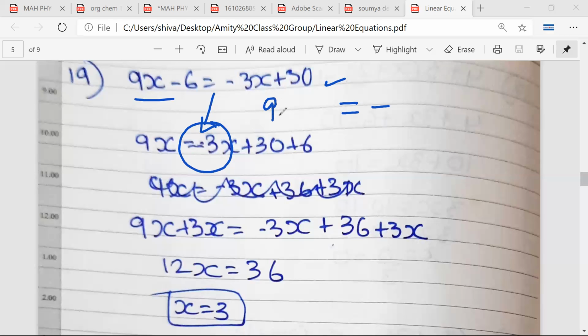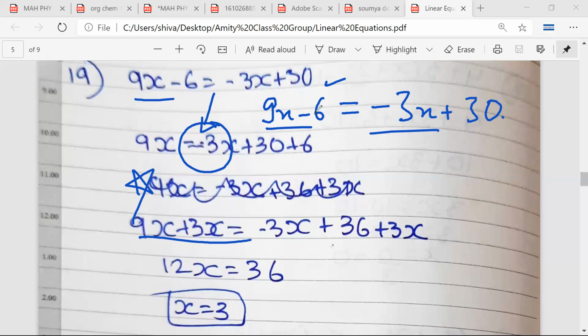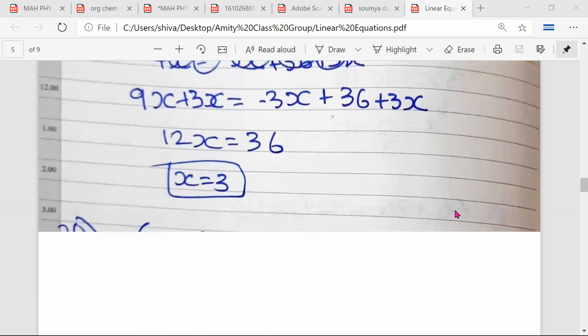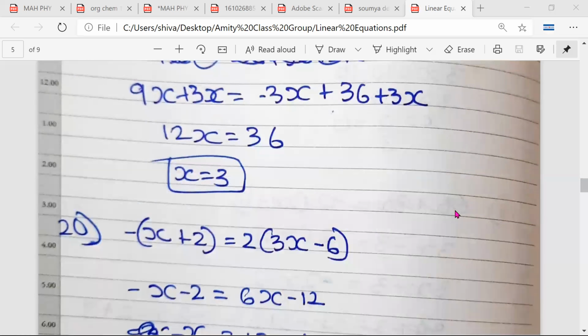So 9x minus 6 is equal to minus 3x plus 30. It should be clearly visible. So 9x plus 3x, shabash. And this minus will come on this side. So this is 36. Very nice.